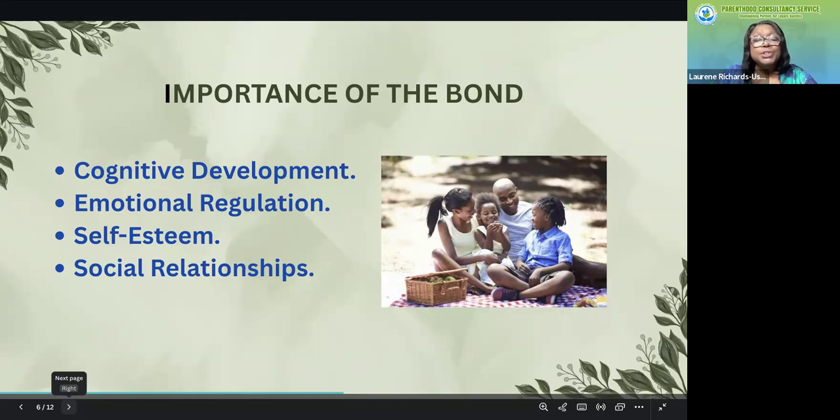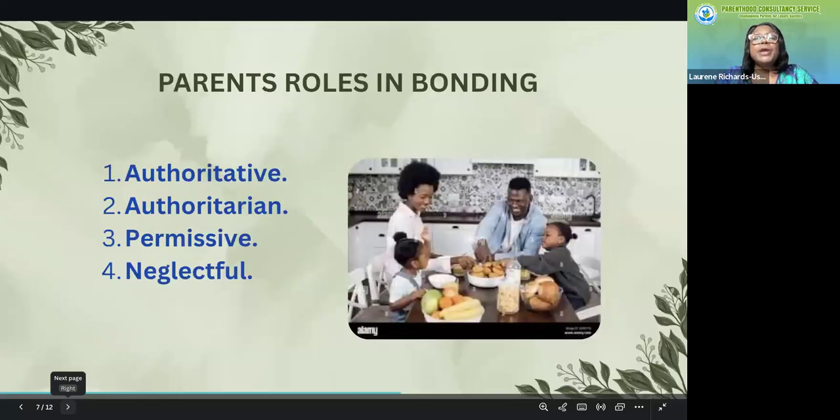So parents, I encourage you, if you feel that you can do a little more with bonding with your little ones, please start that now. It also helps them with their social relationships. You know, the early bond teaches them empathy, it teaches them trust, and it helps them to cooperate. So what are the parents' roles in bonding?